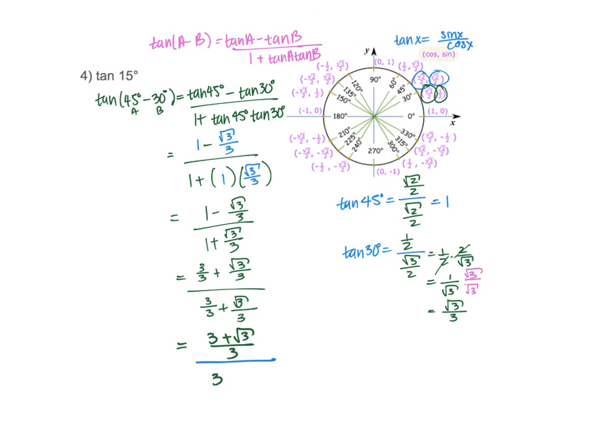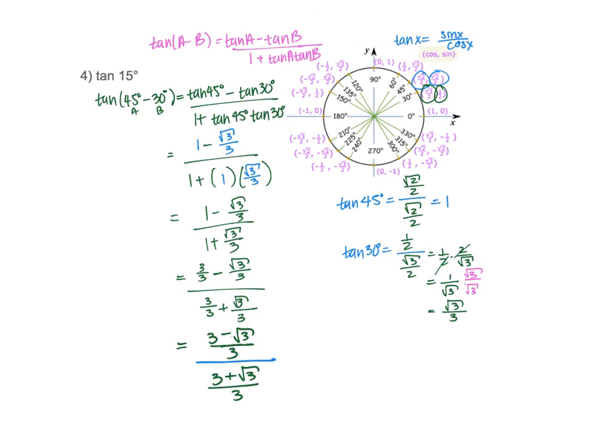I think I dropped a negative sign, my bad. This should be a minus sign. Okay, I think I fixed up the top here. So we have plus square root of 3 over 3.